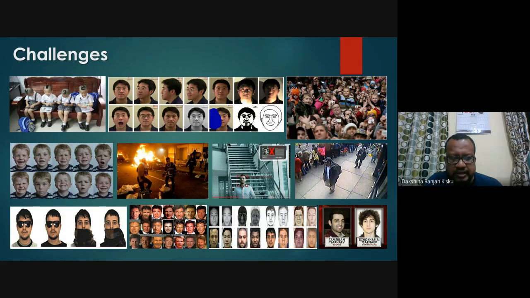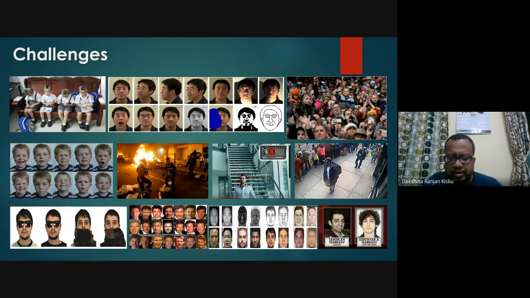Now, if we look at the second image on the second row, this was taken during a riot which happened in London in 2011. Okay. Now, in this situation, if you think about recognizing some faces, this will be difficult for a face recognition system, because some faces may be covered, and some faces may be partially seen or partially captured. So recognizing these faces is very difficult for a face recognition system.